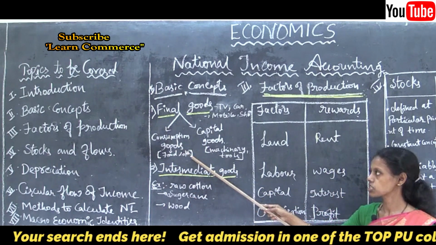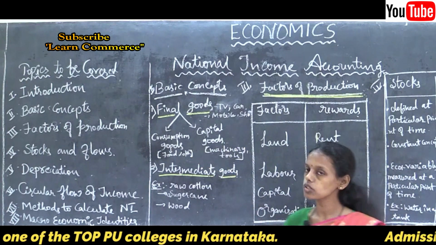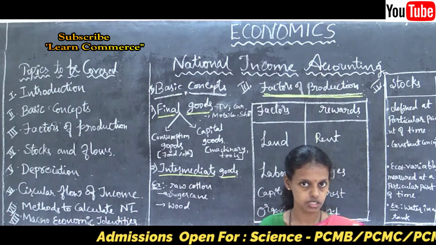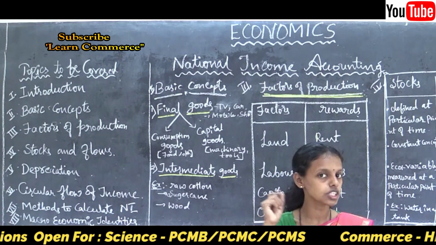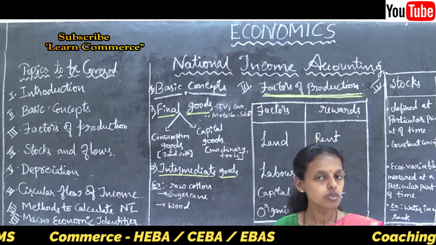Next one is capital goods. Capital goods are those goods which are also used in the process of production, as intermediate goods in the process of production, but they are also said to be final goods.